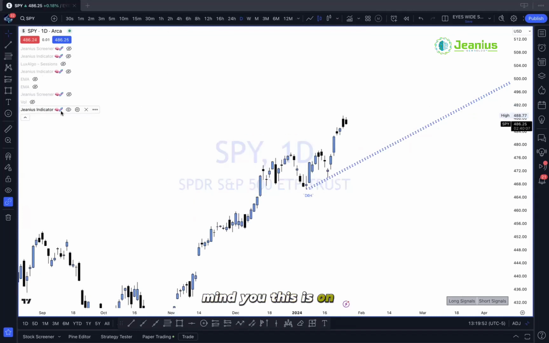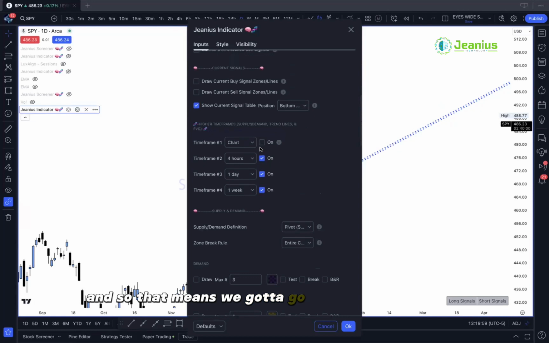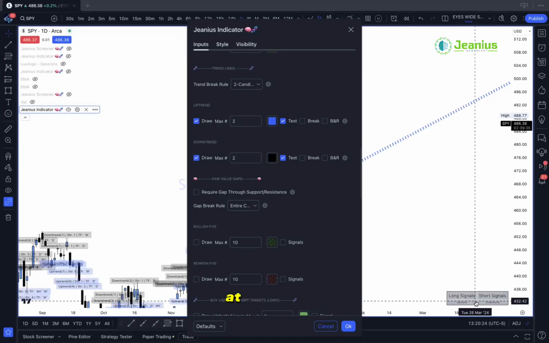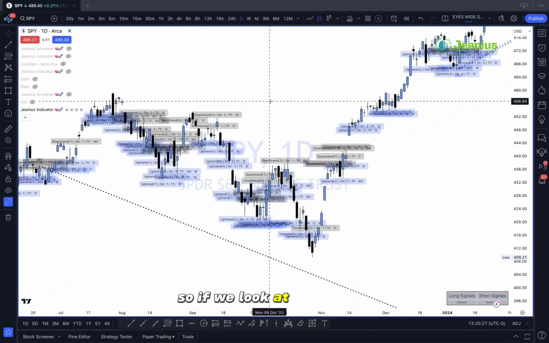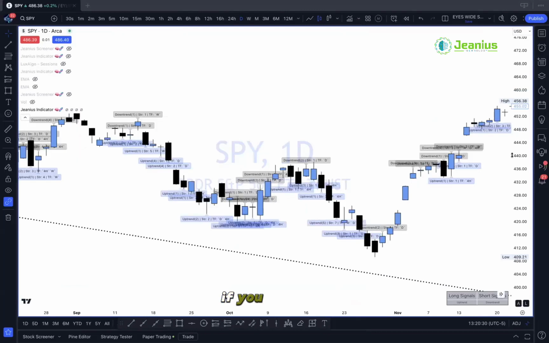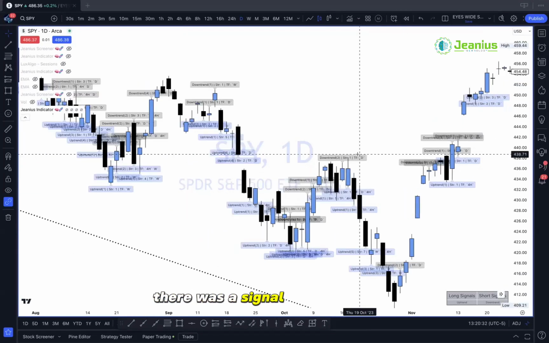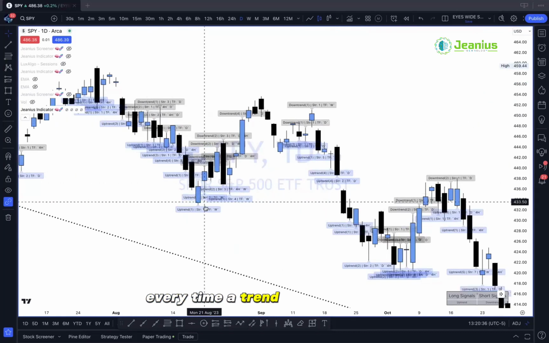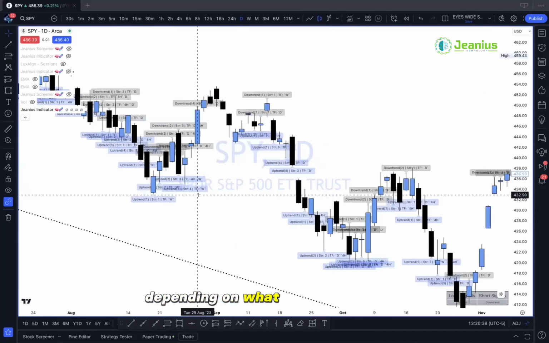And mind you, this is on a higher time frame, and so that means we got to go back to the current chart, because it's going to give me a weekly trend line, it's going to give me a daily trend line, it's going to give me a 4-hour trend line. So we'll put this trend line test down here, and the trend line test should pop up here at the bottom. So if we look at the signals, you see here, there was a signal that popped up every time a trend line was touched, depending on what that trend line is.